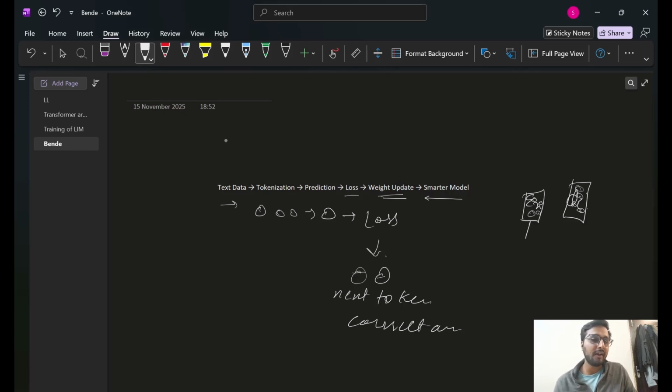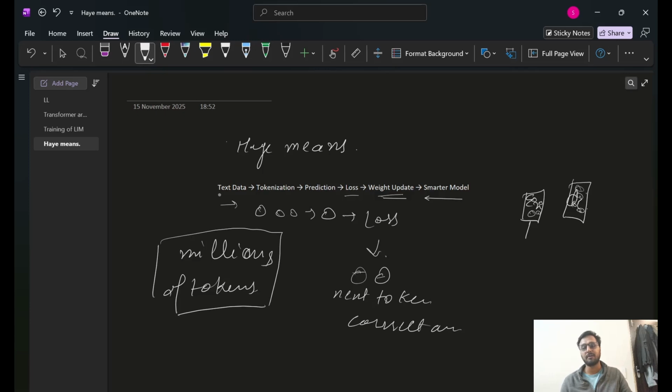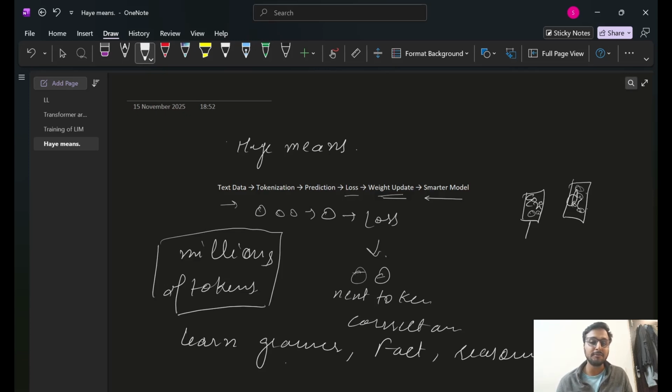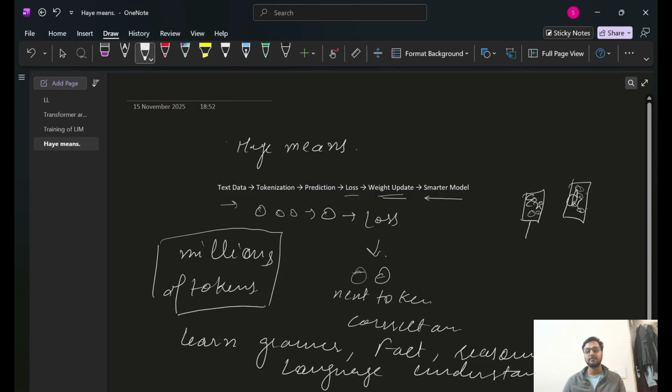When we say a huge amount of data, huge means very huge, millions of tokens. When we do this millions of times, passing text data, tokenizing it, predicting the next token, computing loss, and updating our parameters inside the encoder decoder block, then our model becomes very smart. It eventually starts learning grammar, facts, reasoning, and language understanding becomes very strong. This is exactly what is happening behind the scenes for creating a large language model.